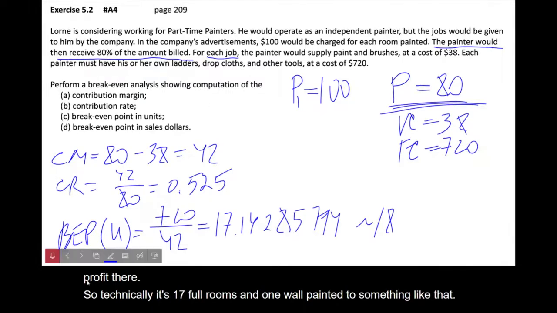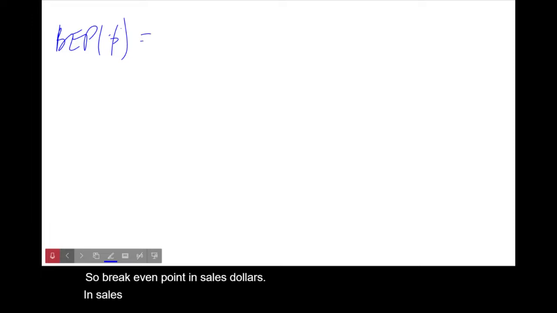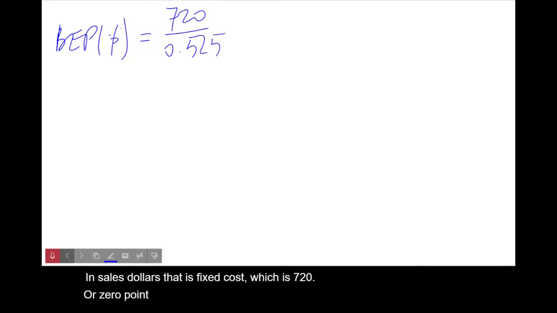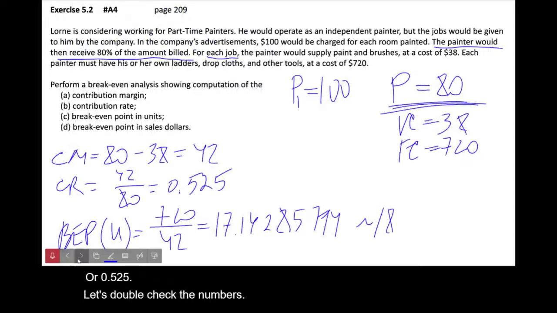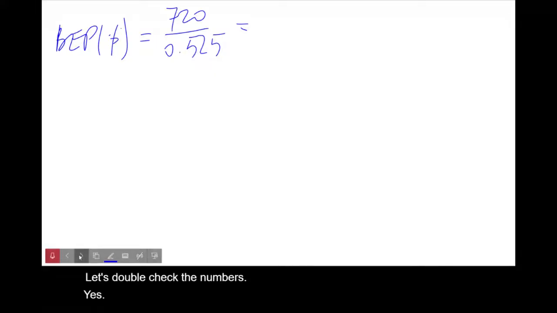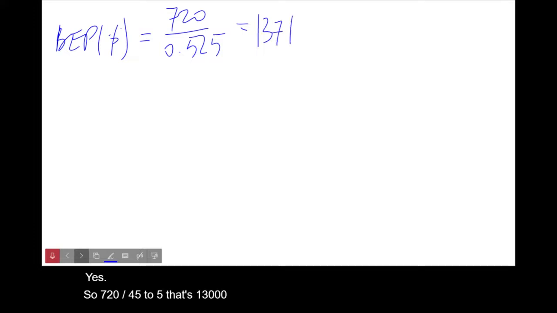So break-even point in sales dollars is fixed cost, which is 720 over 0.525. Let me double check the numbers. Yes. So 720 over 0.525, that's $13,771.43.